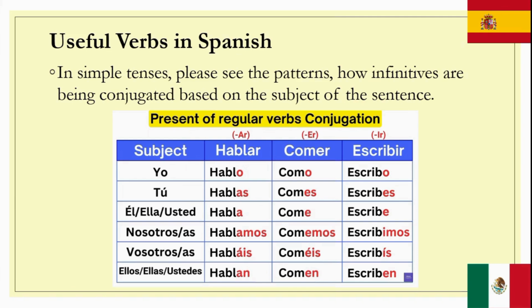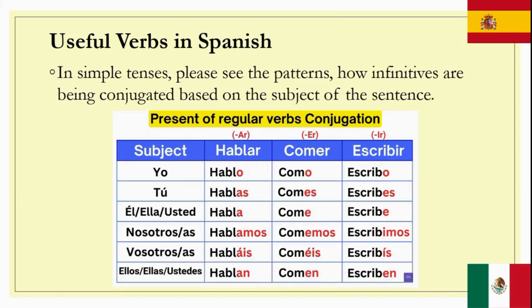Notice the accent mark on the vosotros conjugation. Usually, if the verb being conjugated is in AR, the accent mark is on the A. The same thing with ER, on the E. But if it's an IR verb, the accent mark must be on the I. Okay, be familiar with that pattern and always practice on your own.